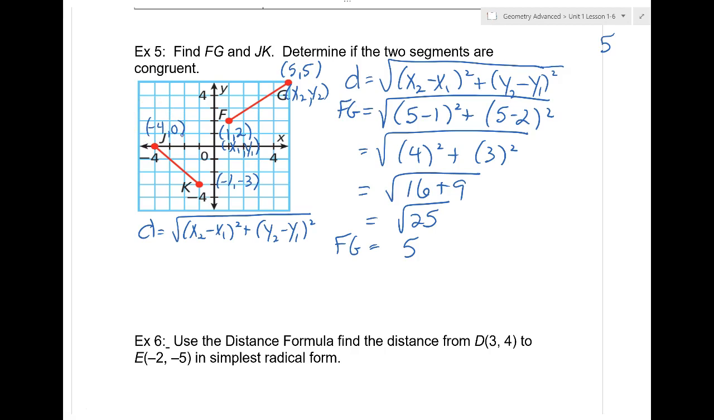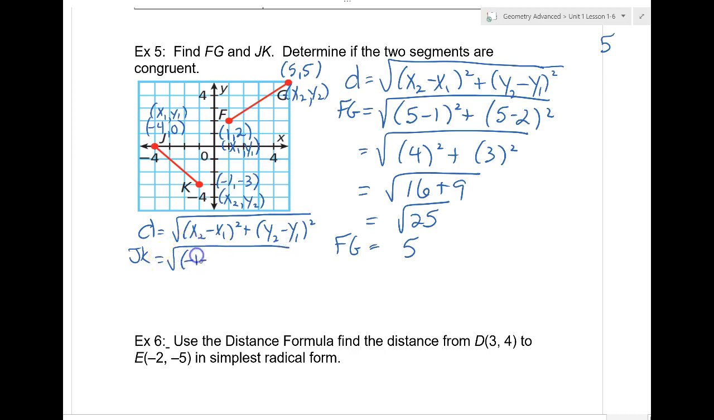Guys, which one do you want to be (x1, y1)? Okay, does it matter? Here's the cool part. Does it really matter? If you want to be different than me, you could try it different. You'll come up with the same answer. So if you do this, I'm going to do -4, 0 as x1, y1. A lot of you said K here, so x2, y2. I want to find the length of it, so I'm going to plug it in.